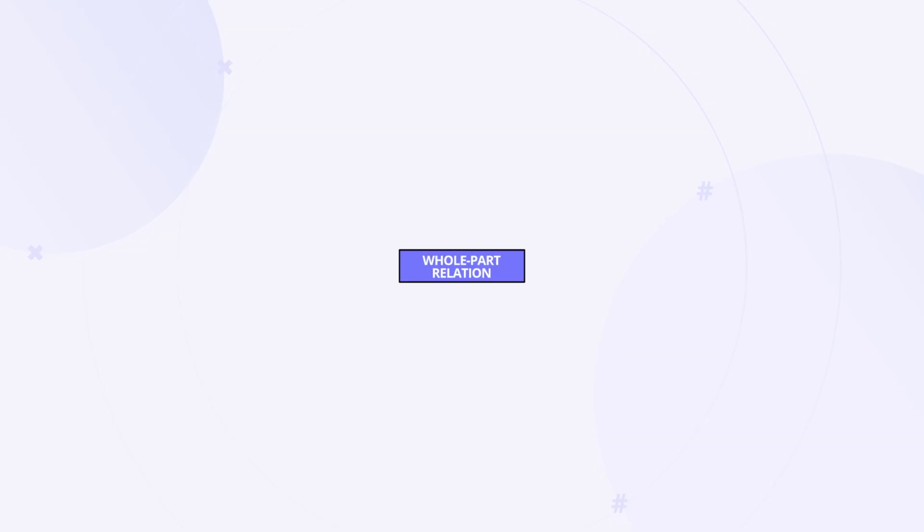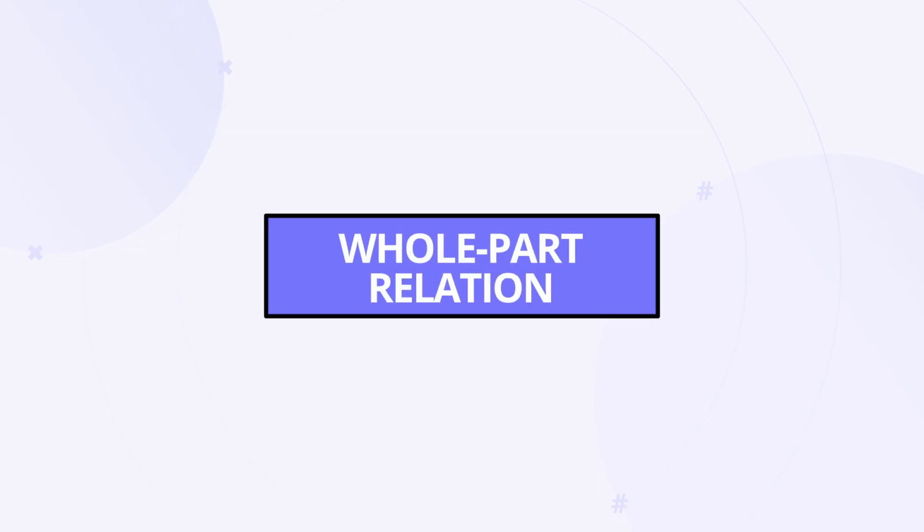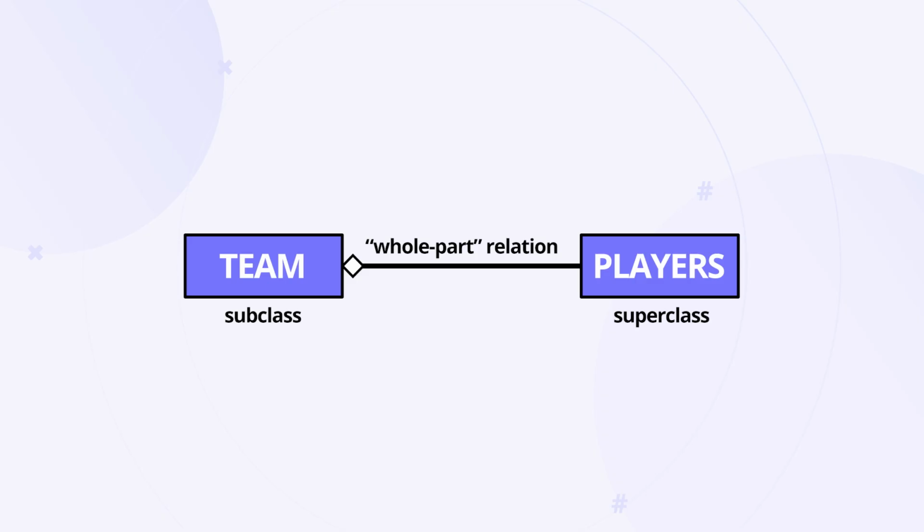Aggregation is a specialized form of association that represents a whole-part relationship between classes. It is a weaker relationship compared to composition, meaning the part can exist independently of the whole. Imagine a basketball team. A team class might be composed of multiple player objects. Even if the team is dissolved, the players can still exist independently. They may belong to other teams or simply be individual players.